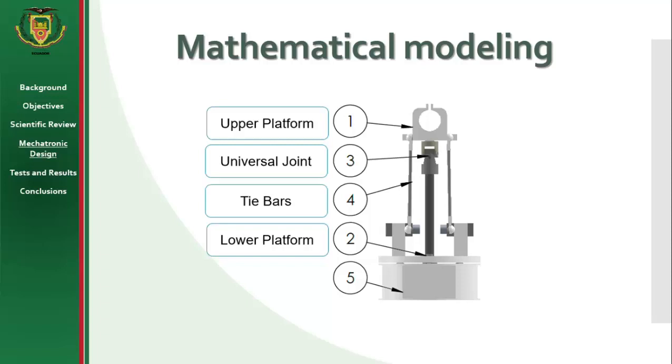4. Tie bars. The connecting rods are two parallel axes that are attached to the upper and lower platform by means of a swivel system and allow the pitch and roll movement. And finally, the lower base, which is the support of the robot and contains the motor that allows the rotational movement in the missing axis of the three, which is yaw.